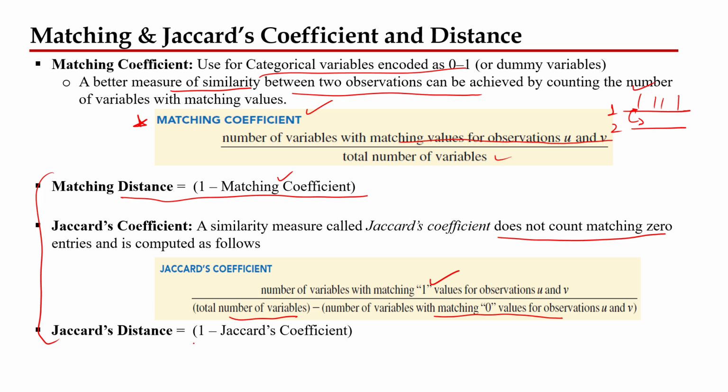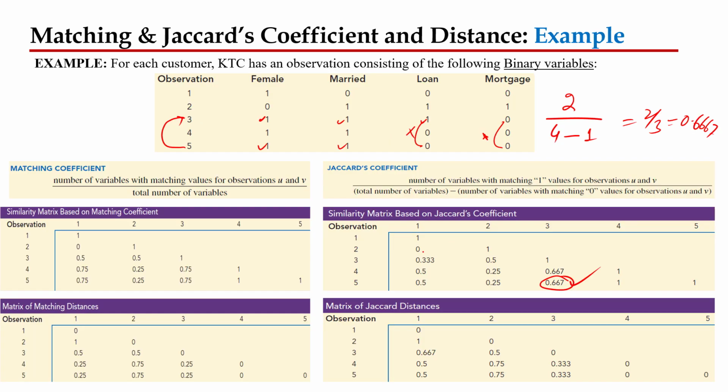Now, similarly, how can we calculate the Jaccard's distance? Exactly like in the matching distance: once we have the similarity matrix, we subtract from 1. 1 minus 1 is going to be 0, 1 minus 0 is going to be 1, 1 minus 0.33 is going to be 0.667, 1 minus 0.5 is going to be 0.5, 1 minus 0.5 is 0.5. Same is the case over here. So I hope you got the idea how we can calculate these measures of similarities and dissimilarities if we have continuous data, meaning numerical data, or if we have categorical data.